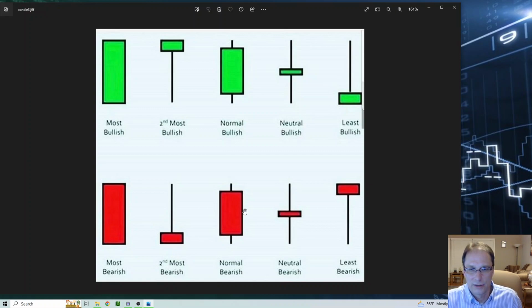Here's your normal bearish. You've got wicks on each side. Neutral. It's still a red candle. It opened here at the top of the black line. Closed here. Least bearish. So the candle opened here. Resistance pushed it all the way down. Selling action. Buyers came in as support, pushed it all the way back up, but it closed here lower than where it opened. But that shows that it's the least bearish, and the stock might be going up.